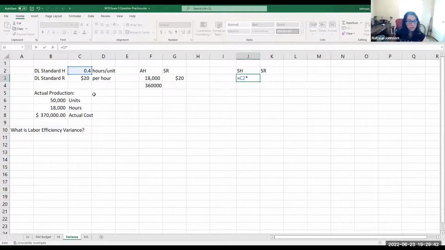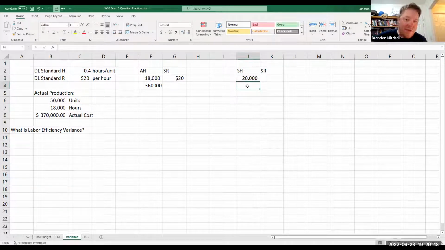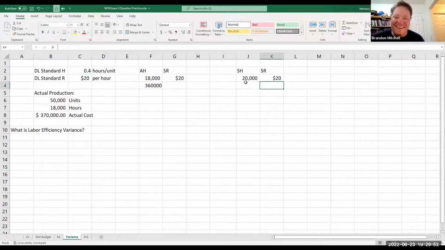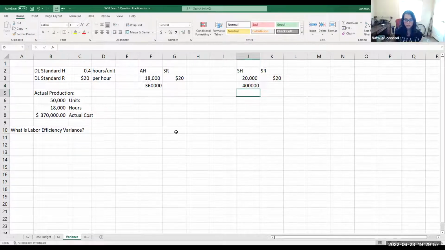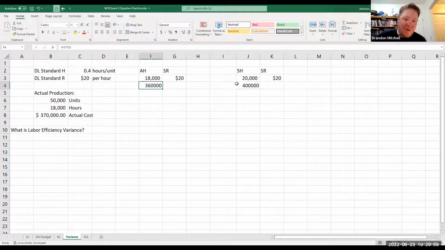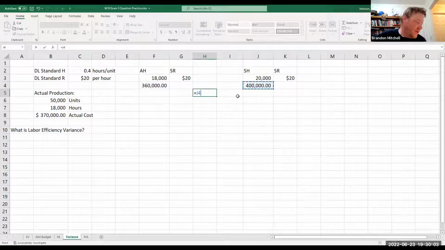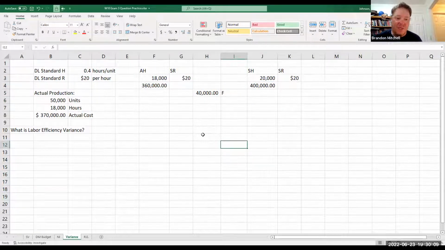So do you multiply the 0.4 times the 50,000 units? Yes, sorry. I don't know if you said it. I did it in a convoluted way. And now you multiply these two. Then you subtract your standard from your actual. That gives you 40,000, and that's going to be favorable because your actual was less than your standard or projected.